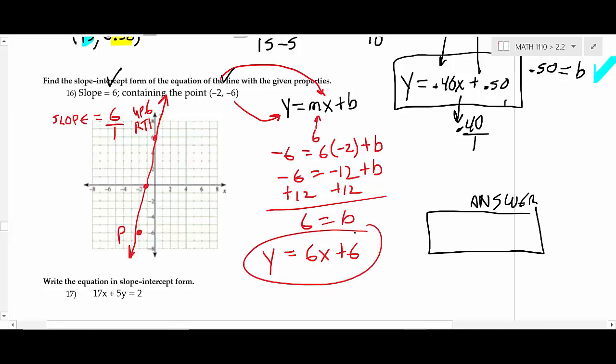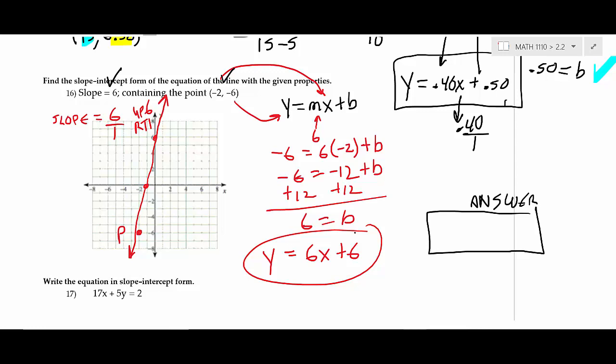Now what I did on this problem is I just went and graphed it. So there's my point, negative 2, negative 6. The slope is up 6 over 1. If I do that twice, I'm at my y-intercept. So, okay, you can do it that way. All right, everybody with me?